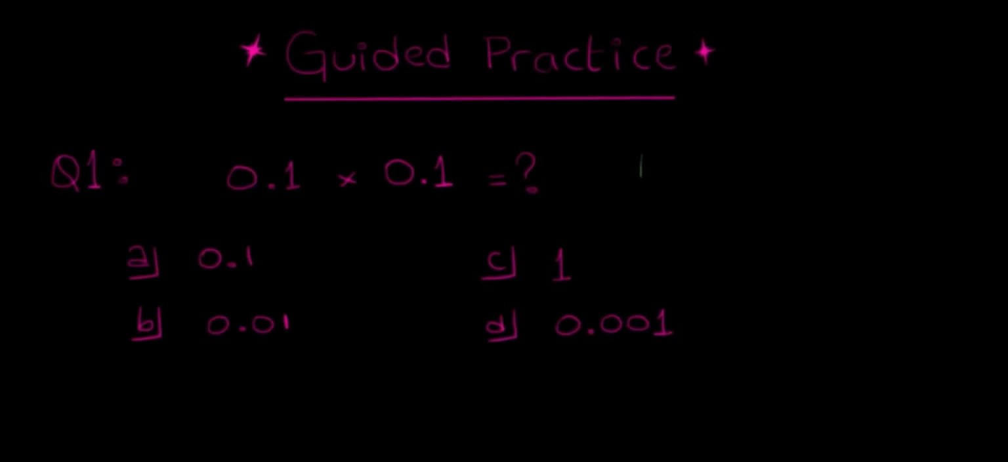Very easy, because I'm going to ignore the decimals. That's 1 times 1, that's a 1. Counting decimal places, 1 and 2. So I go back to places 1 and 2, put the decimal, fill it in with the zeros. That's 0.01. Option B. Next question.